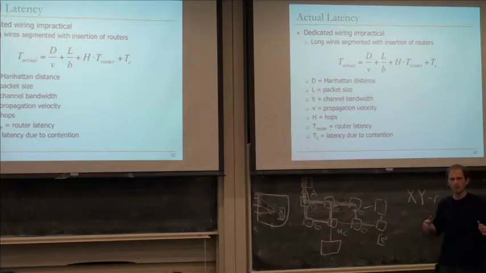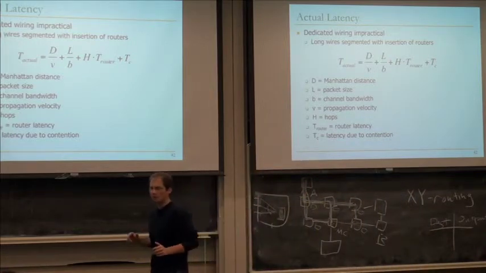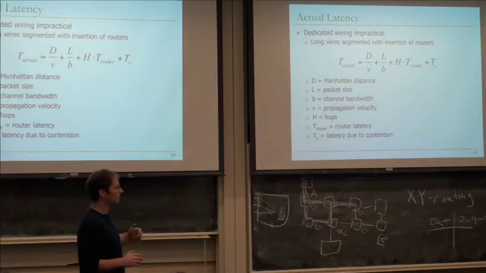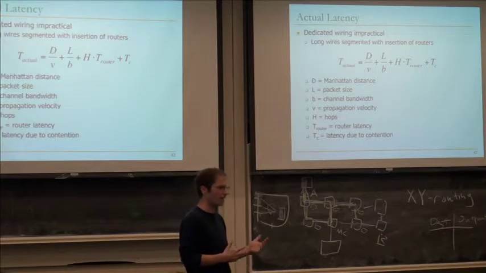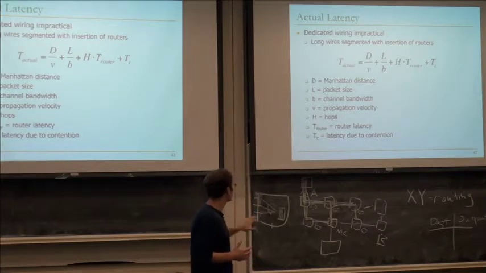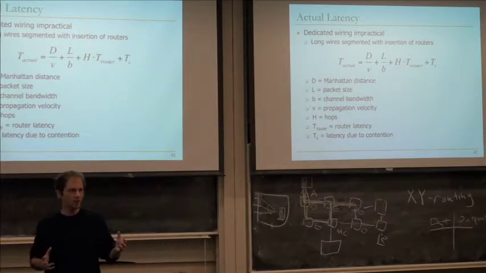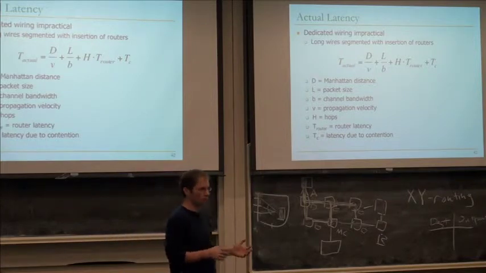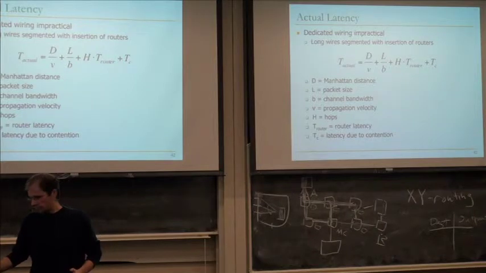That's basically if nothing else ever contends, then all I have is time on the wires and time in the routers. But finally, if we have contention, then sometimes one packet needs to wait in a buffer because some other packet is using the link that it wants to use. So this is basically queuing delay, this T_C. When you add all of those together, you get some realistic latency that the network actually offers, and that will increase with network load. OK, any questions on that? Good.